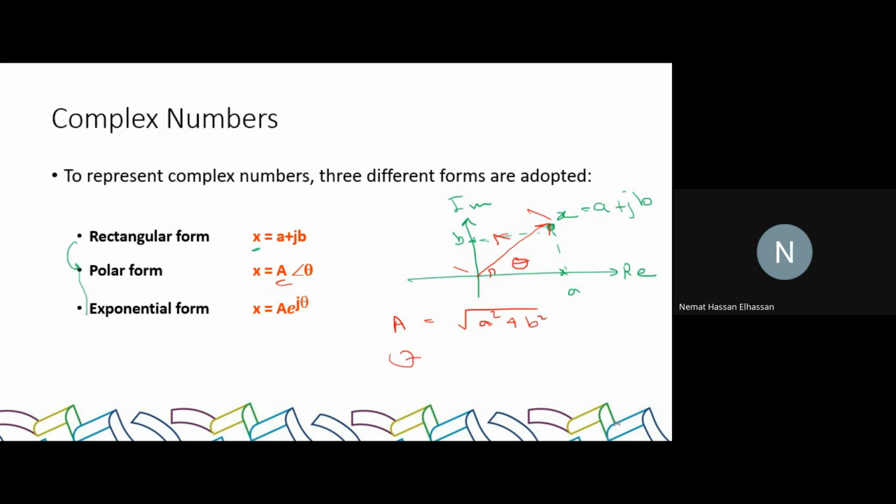And theta is equal to tan inverse B over A. So this is if you know the rectangular form and you want to convert to the polar or the exponential form. And in contrast, let's say that you know the magnitude and theta and you want to find A and B. A, or the real component, is the magnitude times cosine theta. And B, which is the imaginary component, is the magnitude times sine theta. Make sense?